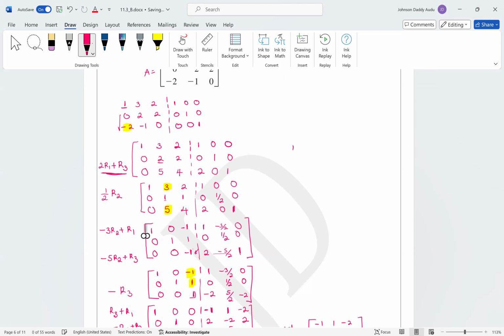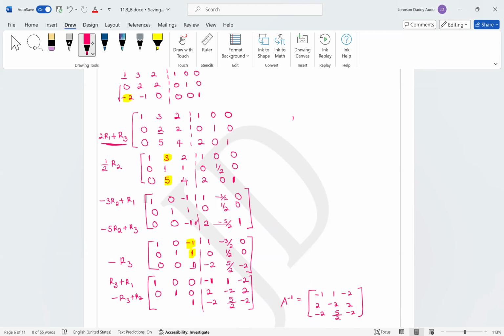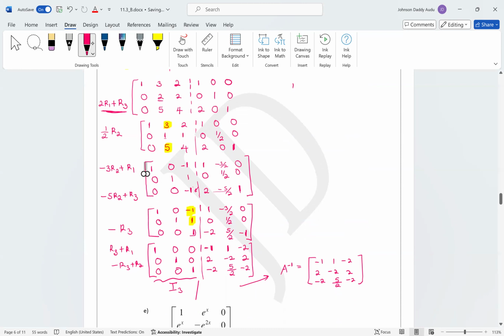Yeah. All right. Then we did minus R3. So this is 0, 0, 1, -2. So here should be -1. -1. Okay. Then the next thing we did was to convert this to 0. So we had R1 plus R3, which is this plus this. This plus this is 0. This plus this is 0.